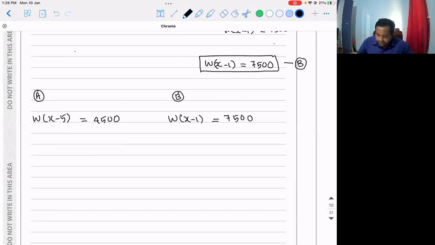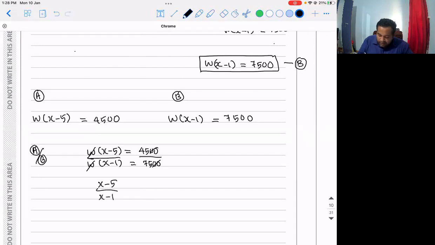So now what we are doing? We are dividing equation A over B to find the value of x. So W times x minus 5 is 4,500. W times x minus 1 is 7,500. So we are dividing this stuff. So W got cancelled. These two zeros got cancelled. So eventually it becomes x minus 5 over x minus 1 is equal to this. If you are simplifying with the 15, it becomes 3 over 5, right? So it becomes 3 over 5.